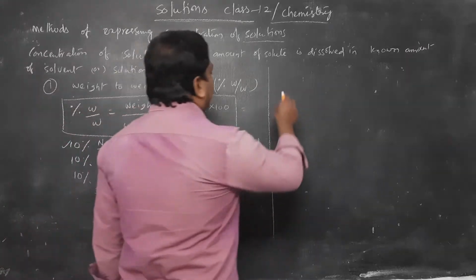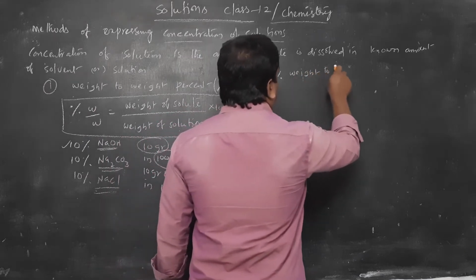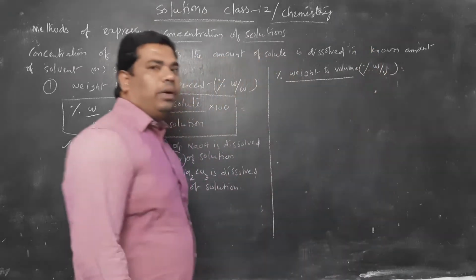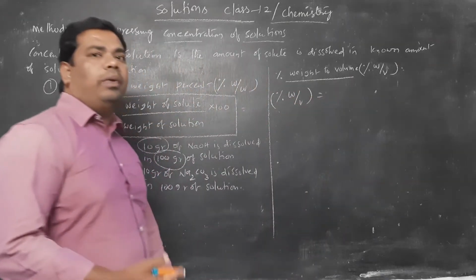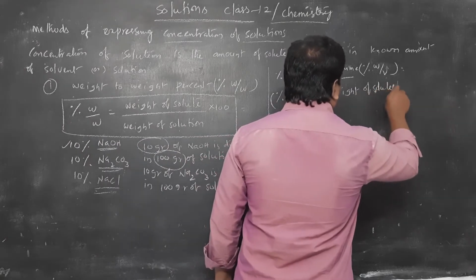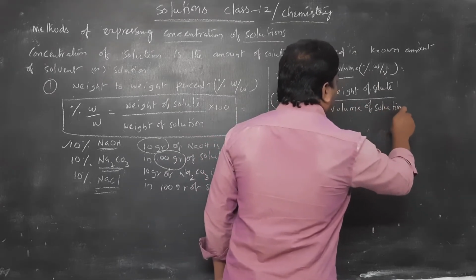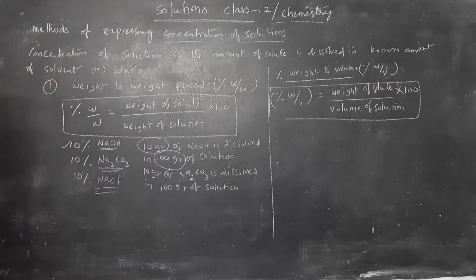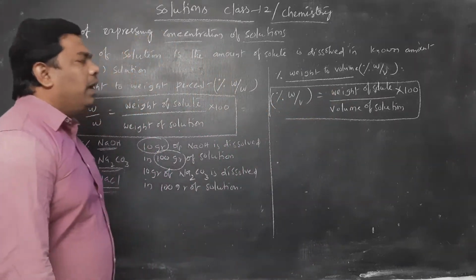Then we will move to the second one, that is the percentage of weight to volume. We can express it as W by V. So what is the percentage of W by V? Here it is weight of solute divided by volume of solution into 100. This is the formula for the calculation of the weight to volume ratio.